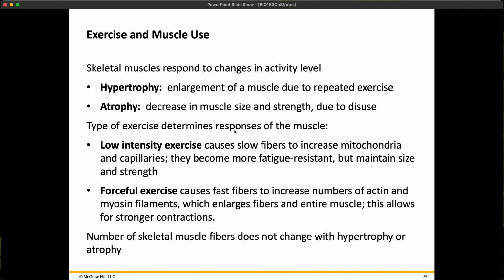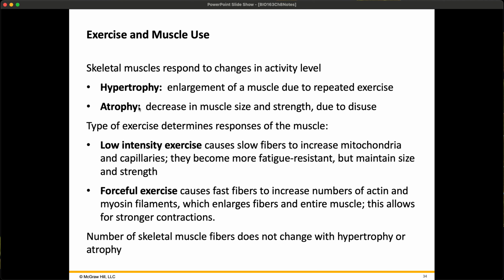So types of exercise determine how the muscles respond. Low intensity causes slow fibers to increase and they become more fatigue resistant. Forceful exercise starts to really work those fast fibers. It does not increase the number of muscle fibers, but it does increase the filaments, the actual proteins within those fibers. So whether you're doing hypertrophy or atrophy, whatever case you may be in, it's not that you are increasing the number of muscle cells or decreasing the number of muscle cells. This is all about the size of the cells.